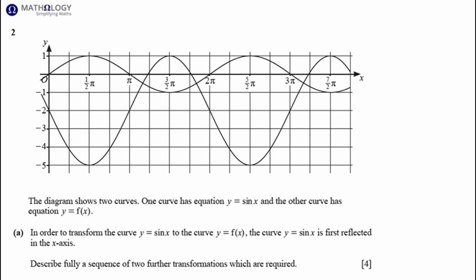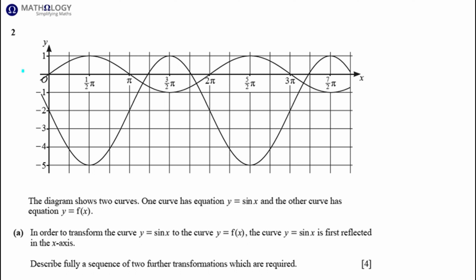Question 2. The diagram shows two curves. One curve has equation y equals sin x, and the other curve has equation y equals f of x. In order to transform the curve y equals sin x to the curve y equals f of x, the curve y equals sin x is first reflected about the x-axis. We are required to describe fully a sequence of 2 further transformations which are required in order to obtain the function y equals f of x.